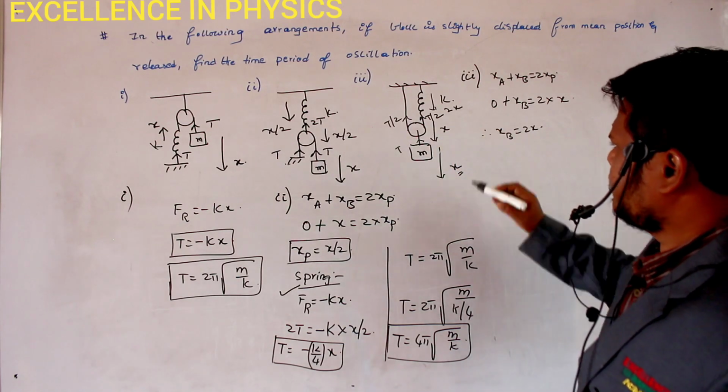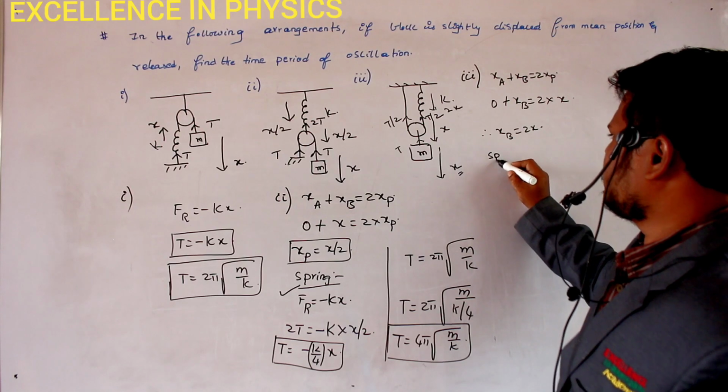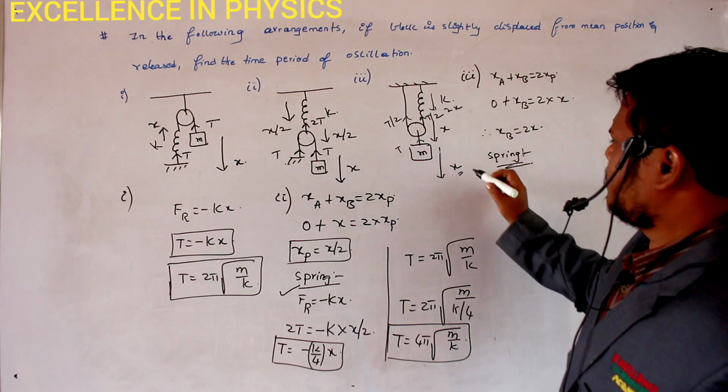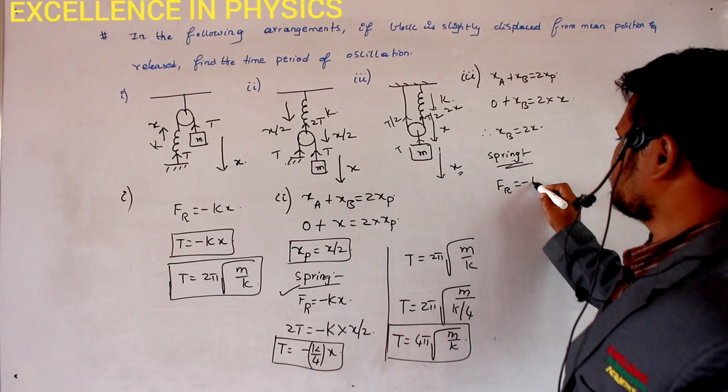Are you able to understand, ma? Now write the equation for the spring. For the spring, how can I write the equation? Let us see. Clear, ma? Restoring force is equal to minus k into x.